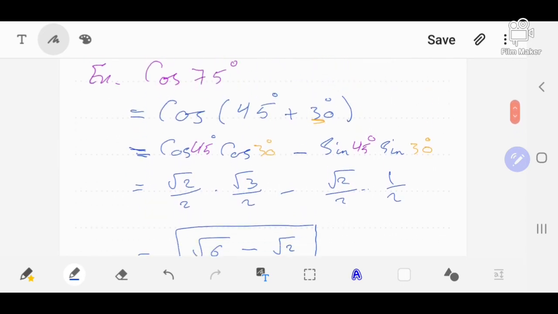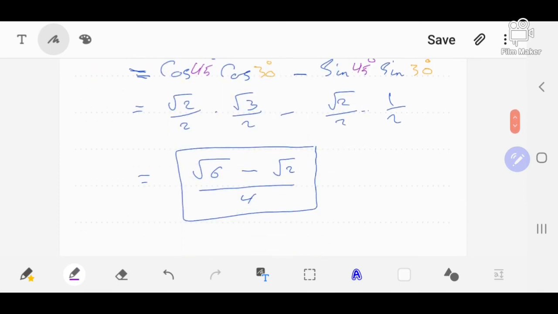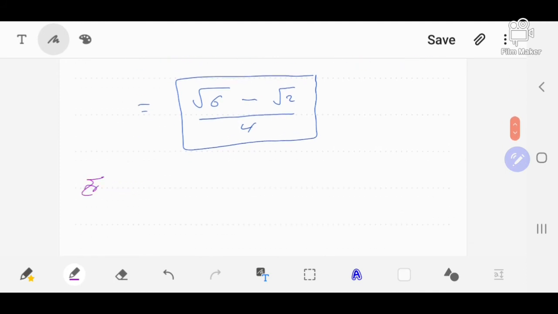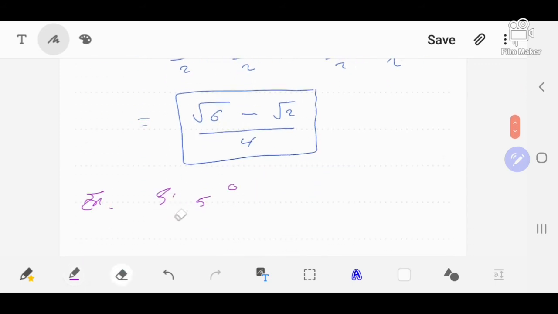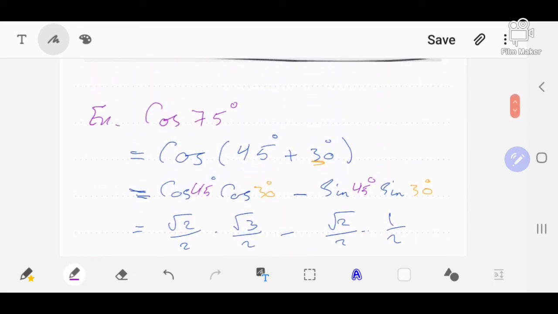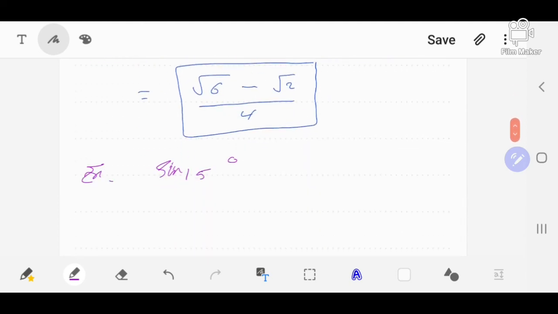Now, let's check that for sine. If I said I wanted to find sine 15 degrees, why did I choose 15? What's the relation between 15 and 75? If you remember, 75 and 15 are complementary angles, so they should be equal, just like 30 and 60. Sine 30 is the same as cosine 60. So cosine 75 should be the same as sine 15, which means I should get this answer. Is that true? Let's check that by using addition and subtraction formulas.